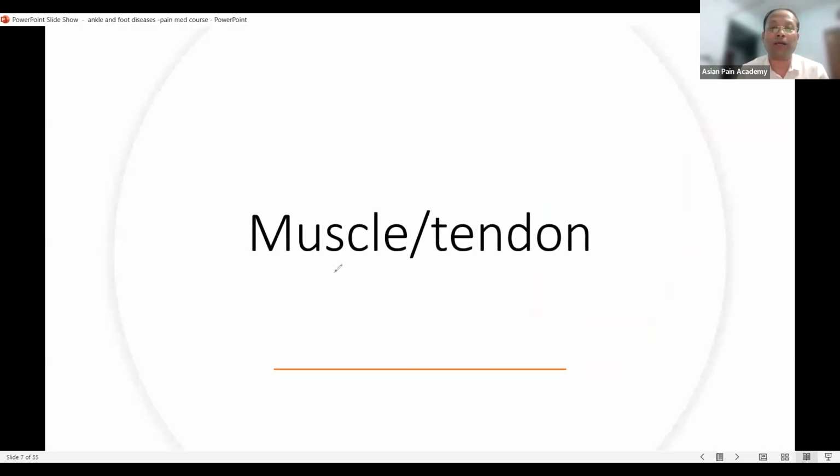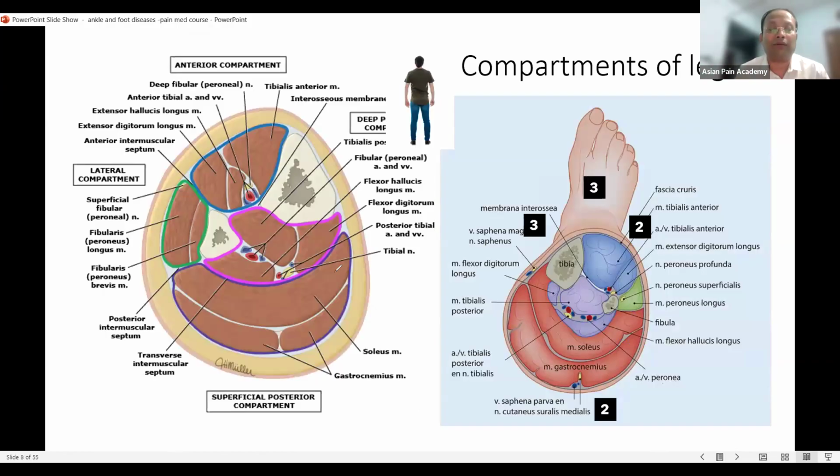Now we go to the muscles and tendons of the ankle. What are the muscles and tendons of the ankle? Remember, any tendon can cause tendinopathy, and any tendon can rupture. Mainly due to injury or sports-related injury, tendinopathy or tendon rupture occurs, and we can have tendinitis also. We have to remember which compartment or which tendon is found where.